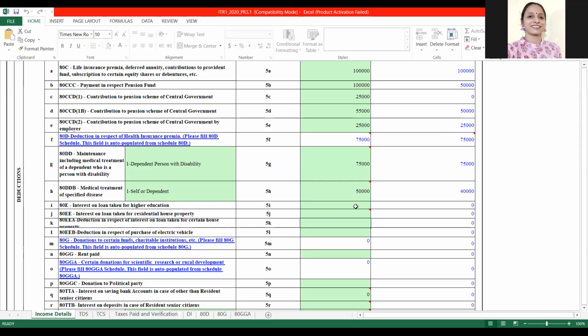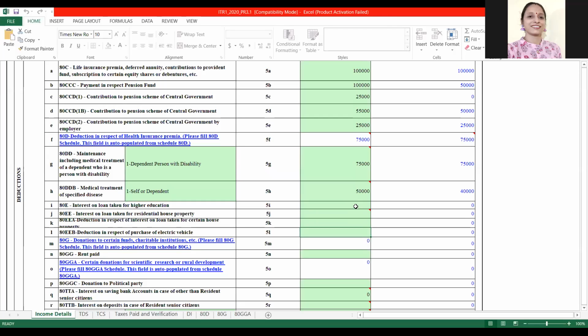80EA is 1,50,000. So here, if you have purchased the house between 1/4/2019 to 31st March 2020, you can take the advantage of 80EA, provided you are not taking the advantage of 80EE, then you can take the benefit of 80EA. And here the valuation of house should not exceed rupees 45 lakhs. In that case, the benefit available is up to 1,50,000.